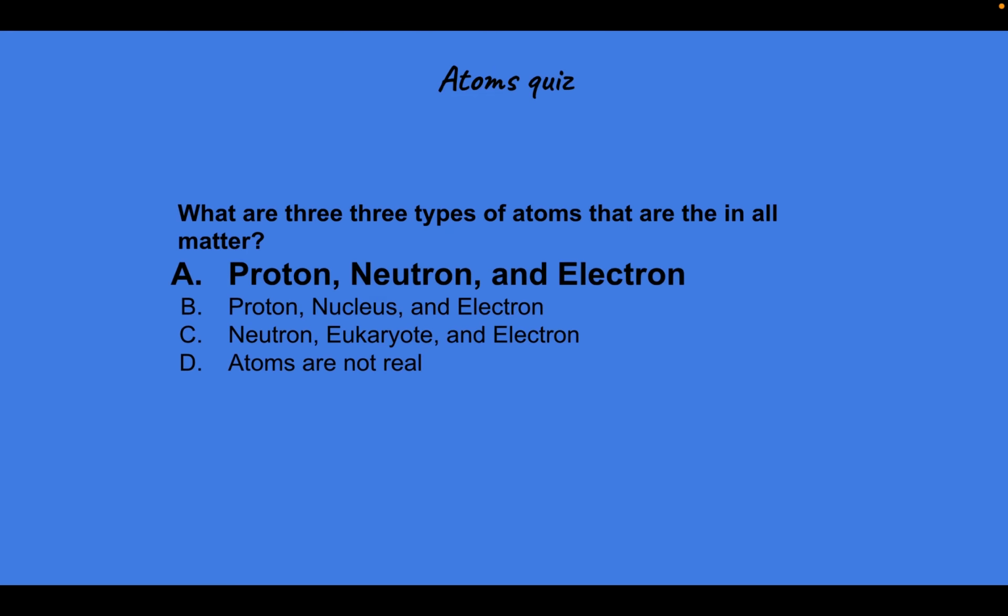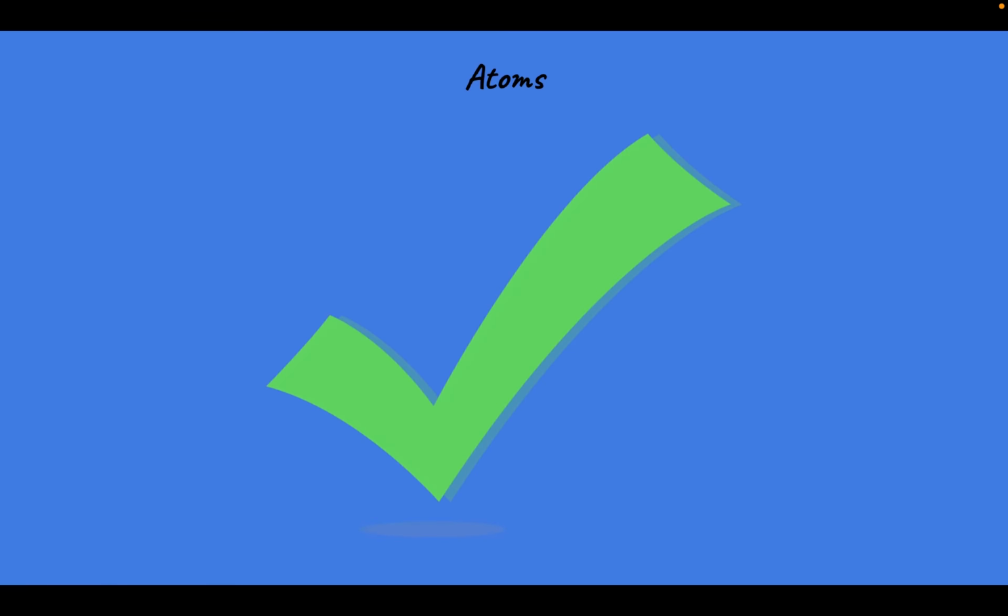Done. The answer was A, proton, neutron, and electron, because they are the three different types, as we saw way earlier in the video. Eukaryotes and nucleus are something different, and atoms are definitely real. They are totally real. If you got it correct, you get a check mark.